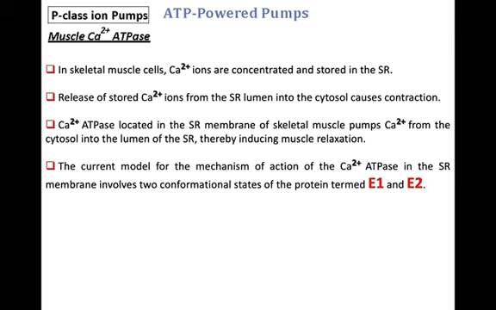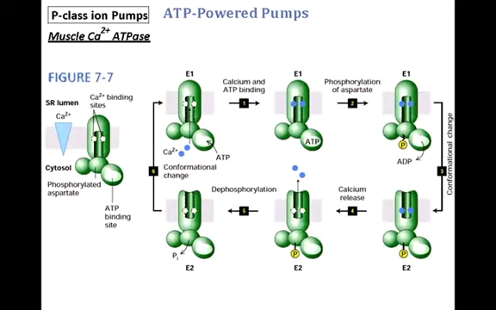The current model for the mechanism of action of calcium ATPases in the SR membrane involves two conformation states, termed E1 and E2. It is a similar principle to what we have just said about the uniporter and the co-transporter. If you remember, we have a conformational shape that is outward facing, and another that is inward facing. It's the same here, but here they are termed E1 and E2. Okay, let's see how it works. So you can see here, initially, let's take a pointer.